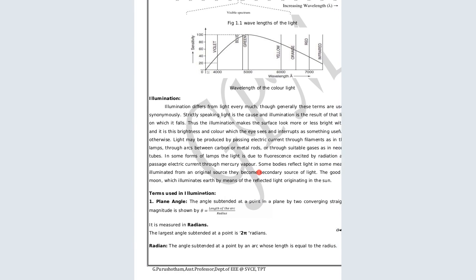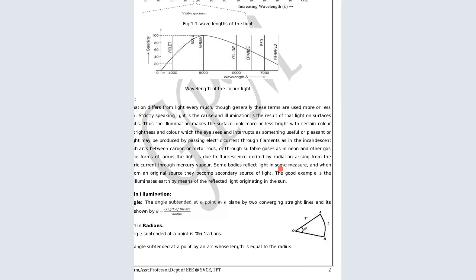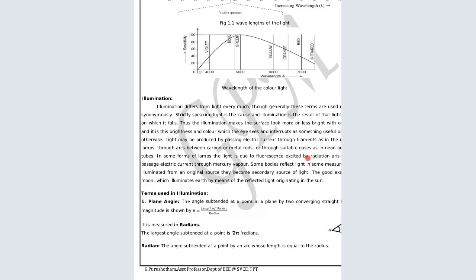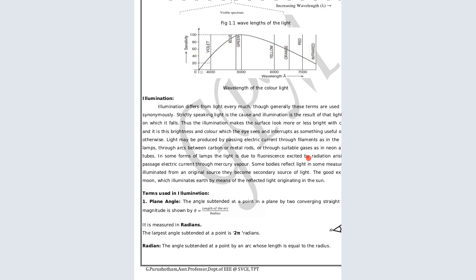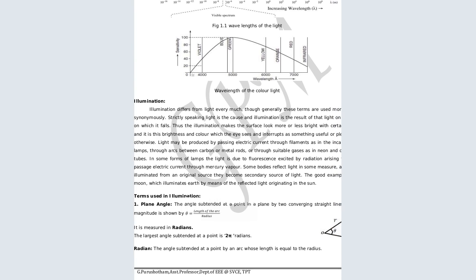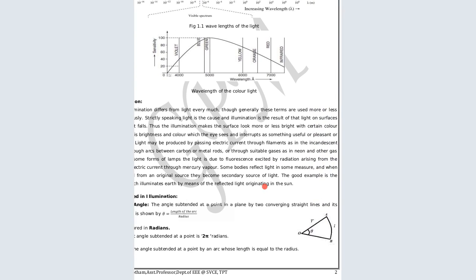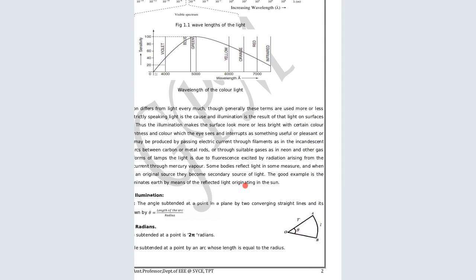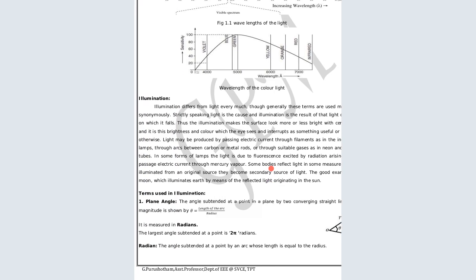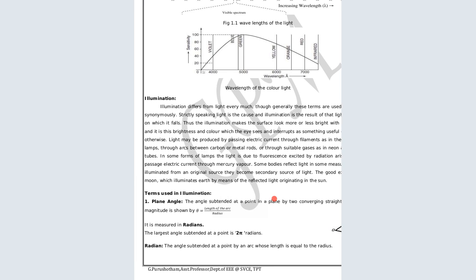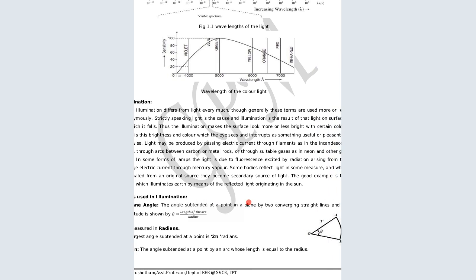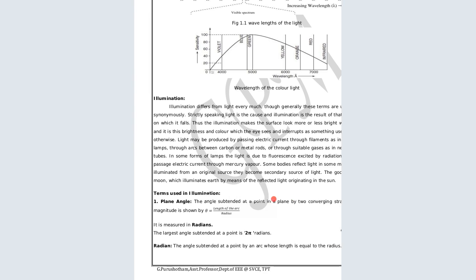The light may be produced by passing an electric current through the filaments as in incandescent lamps, through arcs between carbon and metal rods, and through suitable gases as in neon and other gas tubes. In some forms of lamp, the light is due to fluorescence excited by the radiation arising from passing electric current through mercury vapor.